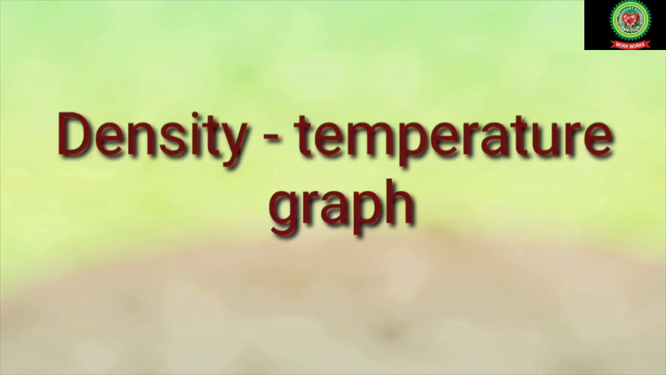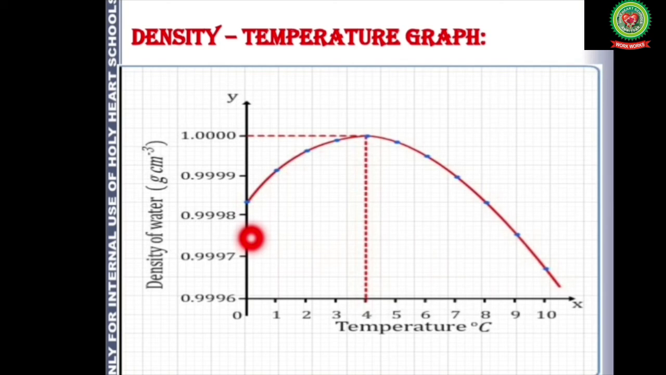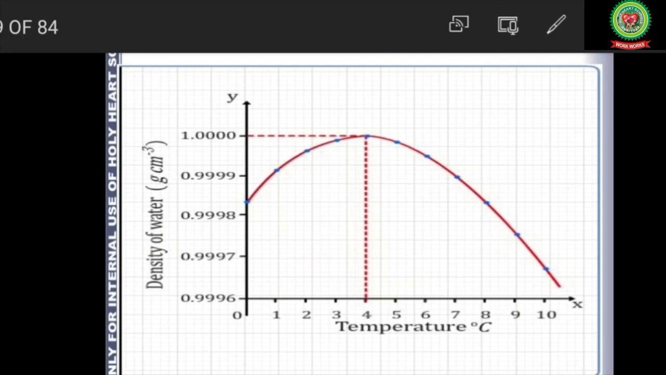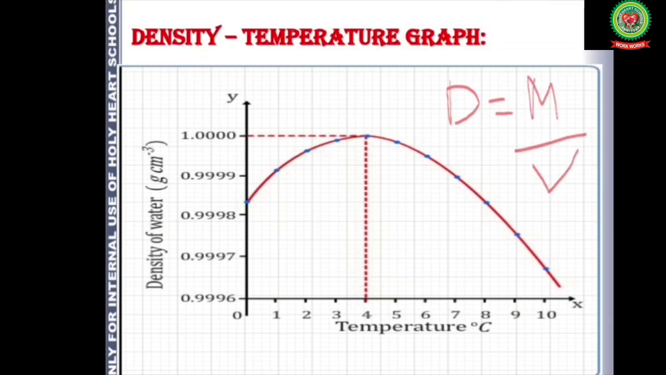Now let's discuss the density temperature graph. Density we will take on the y-axis and temperature we will take on the x-axis. Students, we know that there is one relation between density and volume. Density is equal to mass upon volume. When the volume decreases, density increases.